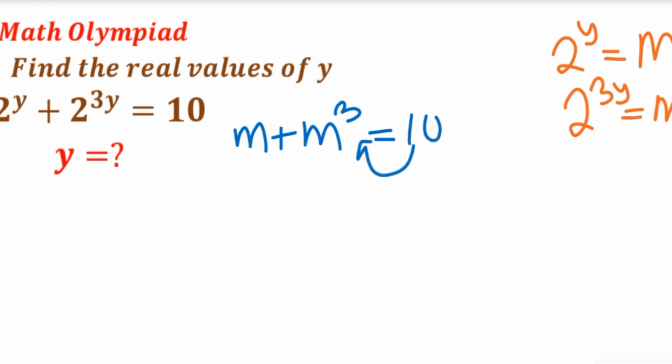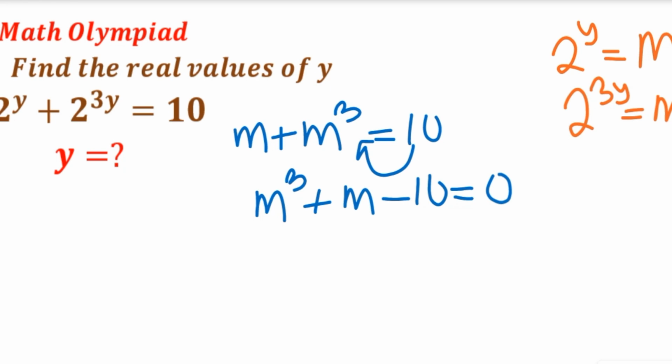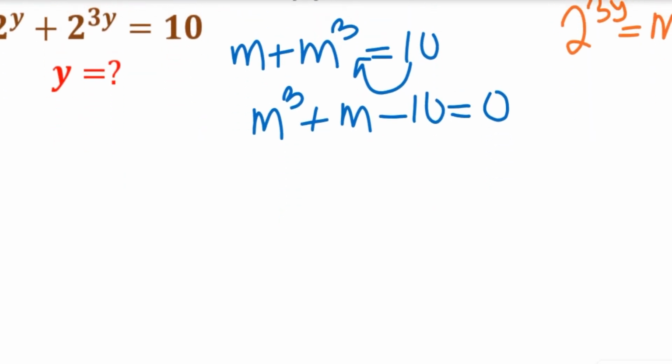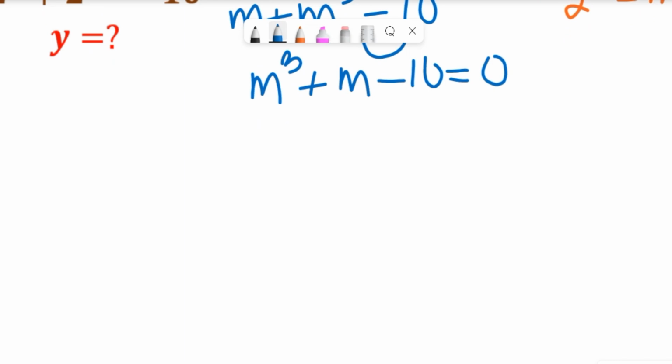Now, once the 10 comes over here, from positive it becomes minus, and then this equation will give us m to the power of 3, while we arrange it, plus m minus 10, and that will be equal to 0. Now you come to see that we've gotten a polynomial equation because the highest power of m is 3.